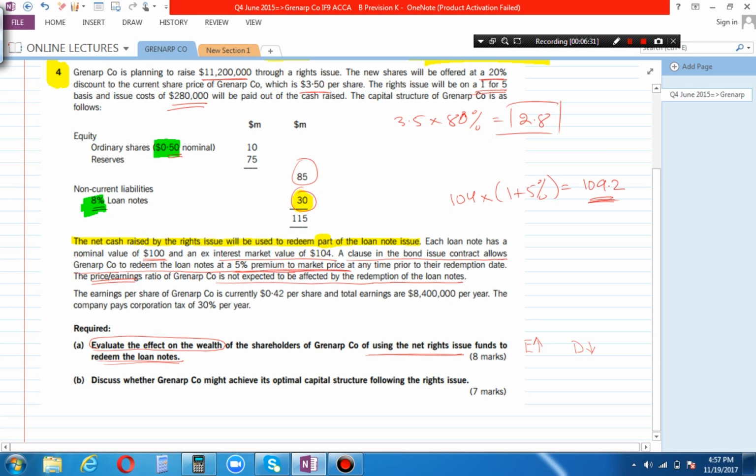PE ratio. It also says that the current earning per share is $0.42. So this is our current EPS, earning per share, and the total earning, which is profit after tax. So EPS is basically profit after tax for one share, and this is your total profit after tax. And then it says that the company pays corporation tax at 30%.